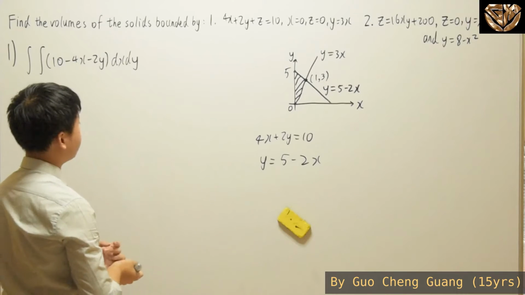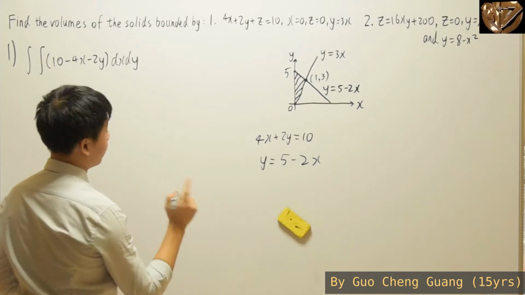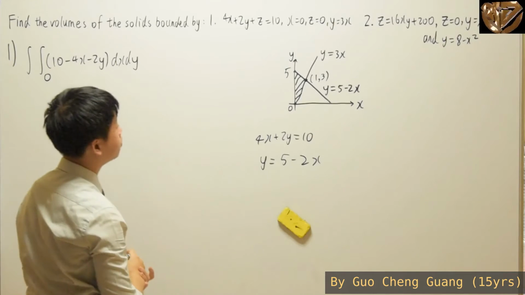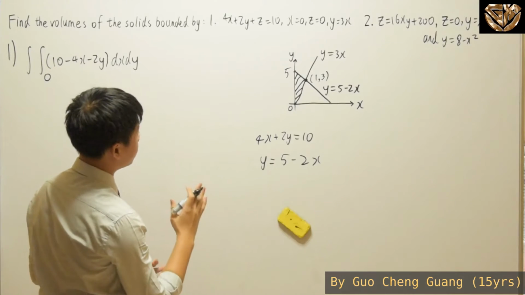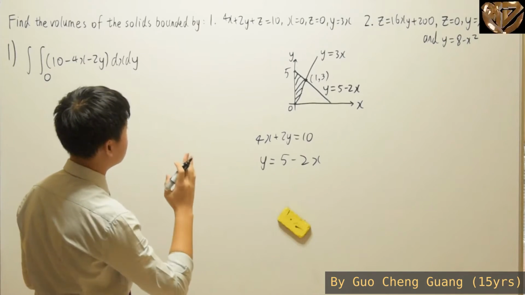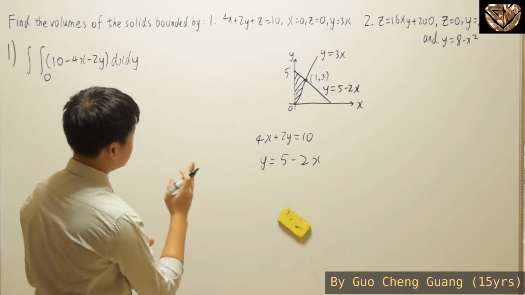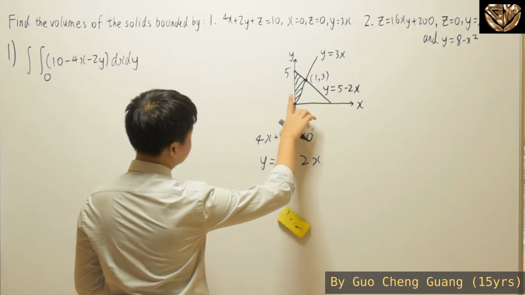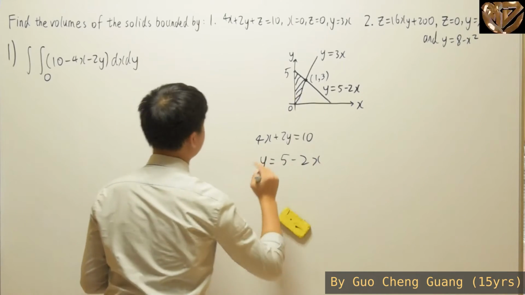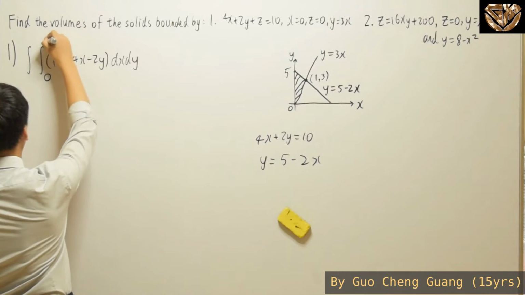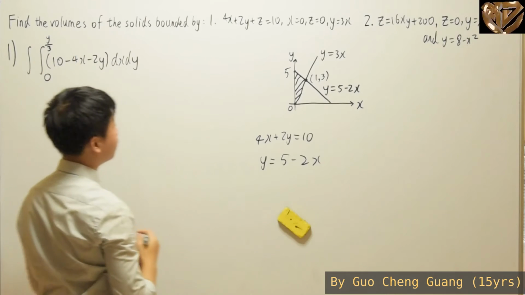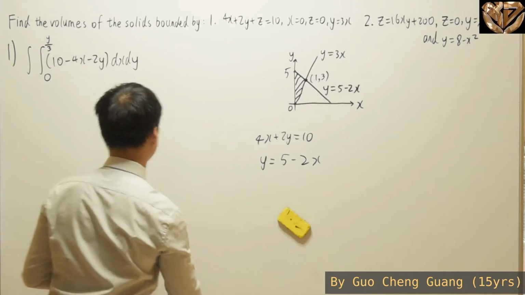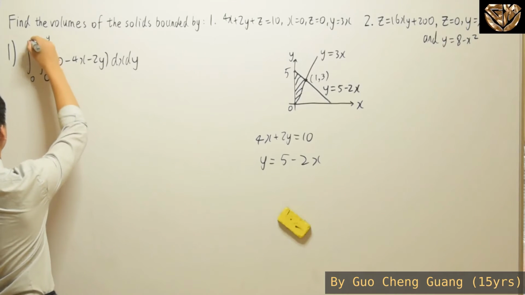Alright, so x is from 0 to, now we have to find this in terms of y. Let's take a look at the part below first. From 0 to y is equal to 3x, well, x is equal to y over 3. Alright, so now your y will be from 0 to 3.